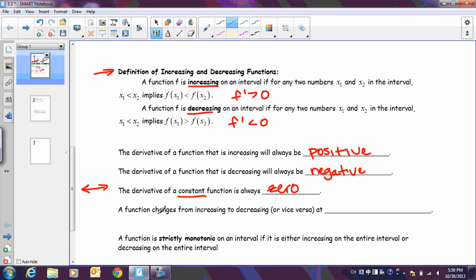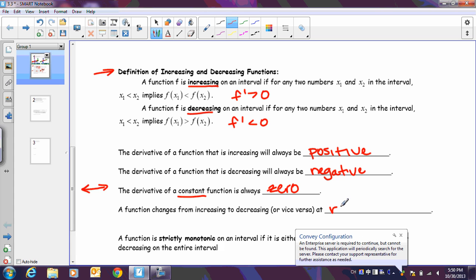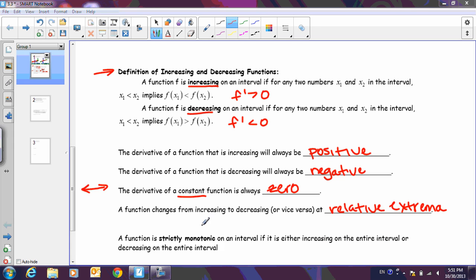Okay, and a function changes from increasing to decreasing or vice versa at relative extrema. And so you can get into knowing that if we're going from increasing to decreasing, that's going to put a max right in between there. If we're going from decreasing to increasing, well, that's going to give me a min. And so you can kind of see how this might work out.